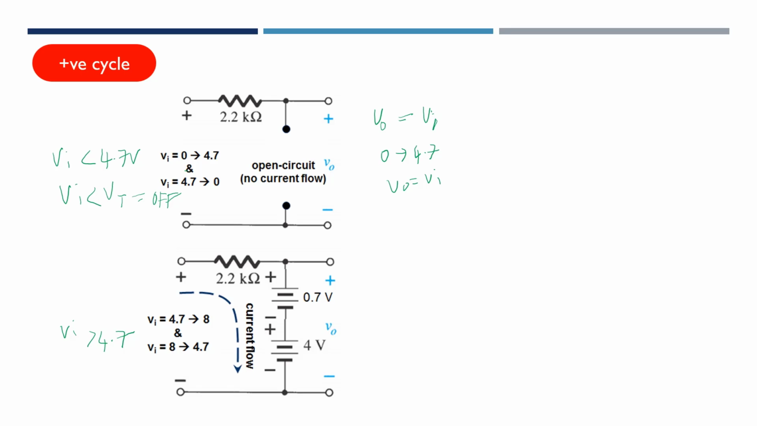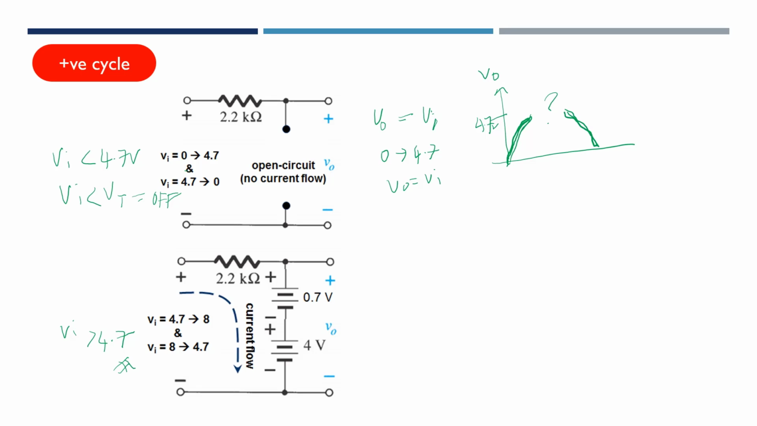When we plot the graph, since we are in the positive cycle, from 0 to 4.7 volt, our graph is like this, since our VI is increasing from 0 to 4.7. So what happens after this, does it go higher or lower? We need to identify this for the second condition.